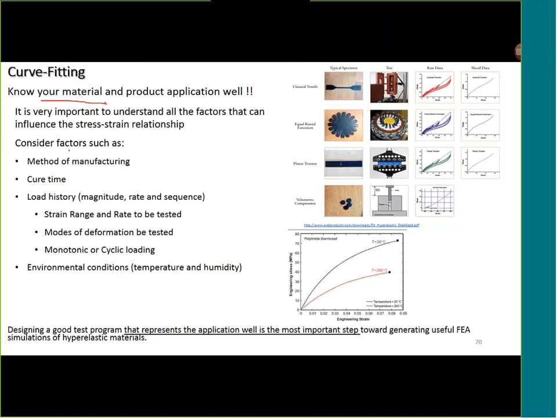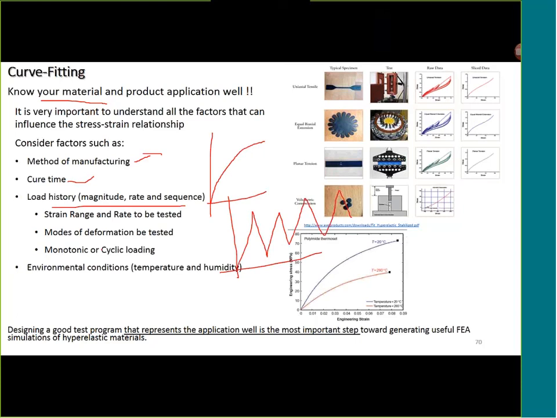Okay, you should know a little bit of information about the method of manufacturing, whether it is vulcanized, what kind of filler components are there, what curing procedure is used, and what the loading history is: whether it is going to undergo only one loading, like a seal, or whether it will be subjected to cyclic loading, again and again.